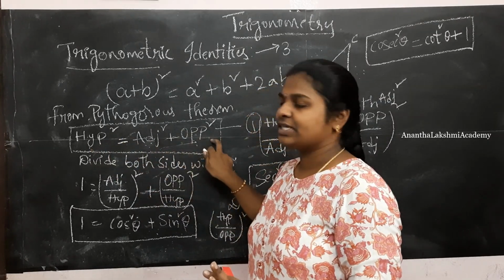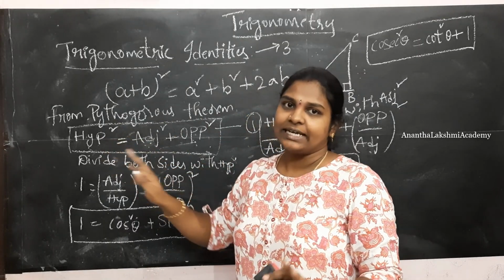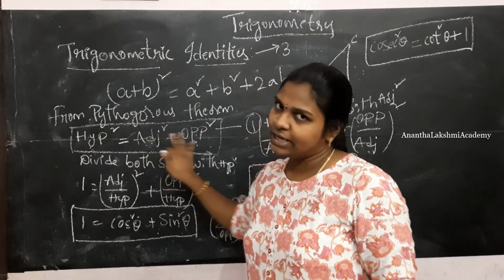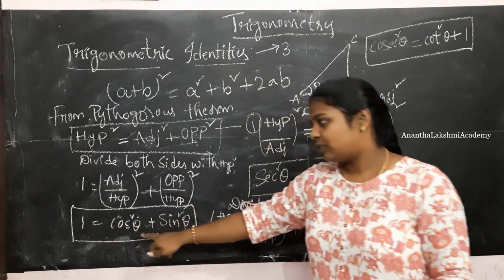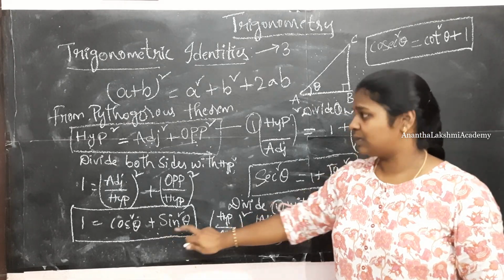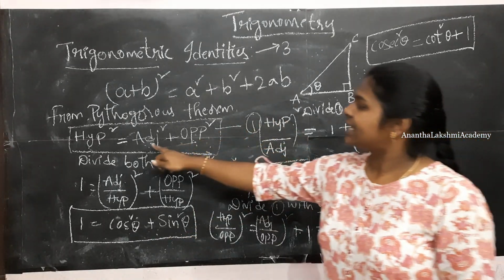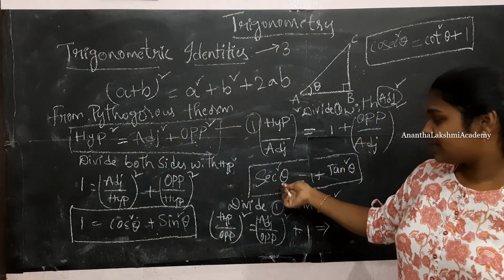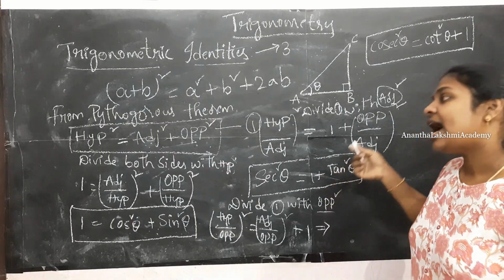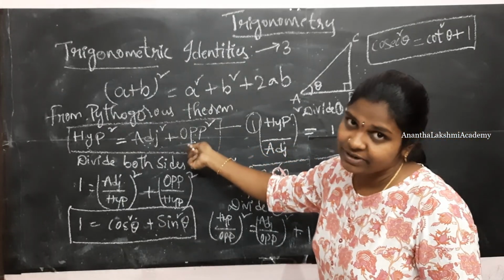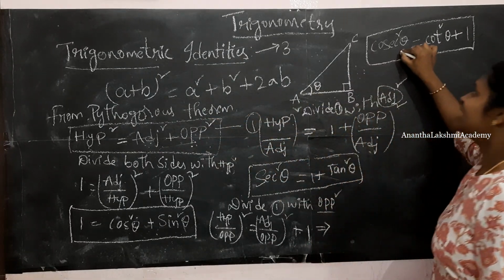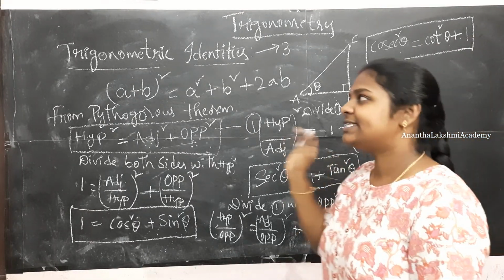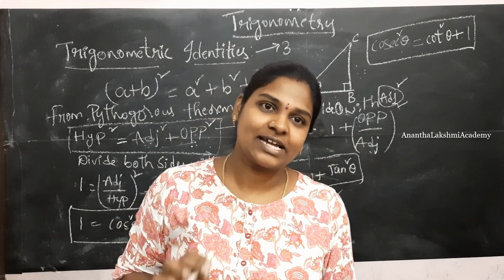divide this equation with one side of a triangle at a time. First, we have divided the whole equation with hypotenuse square, and we got cos square theta plus sin square theta is equal to 1. Then we have divided the entire equation with adjacent square, and for adjacent square we got secant square theta is equal to 1 plus tan square theta. And for the last one, we have divided the same equation with opposite square, which resulted in cosecant square theta is equal to cot square theta plus 1. So this is the conceptual part of trigonometric identities.